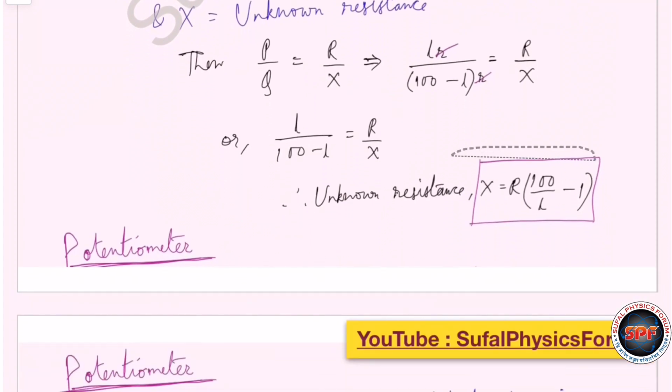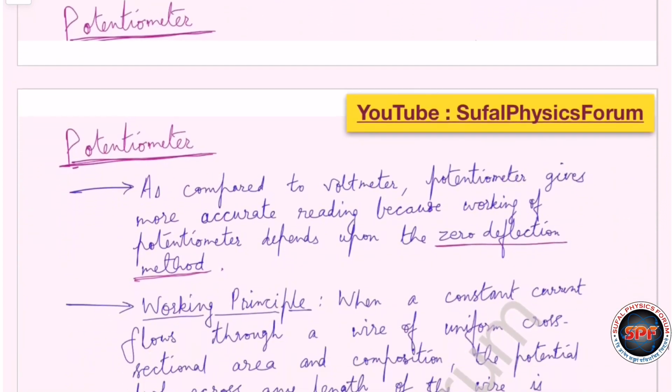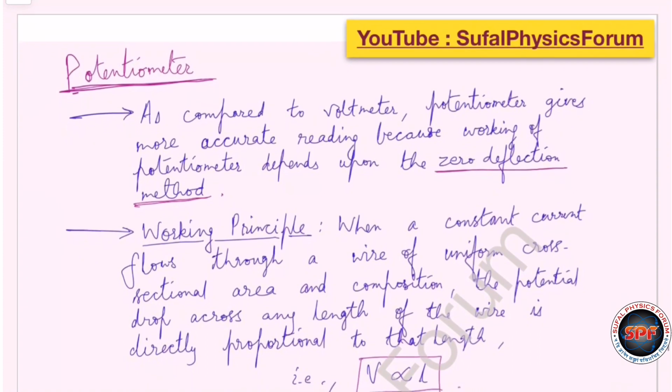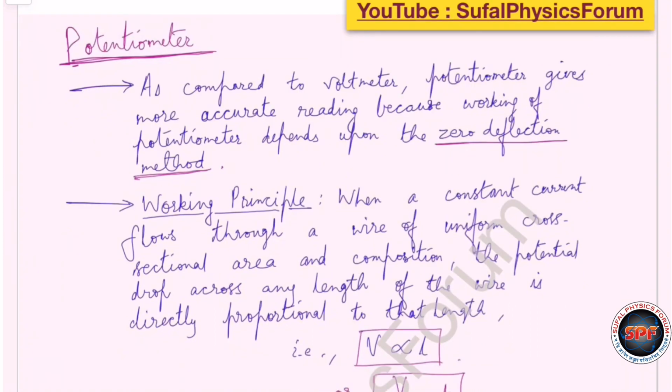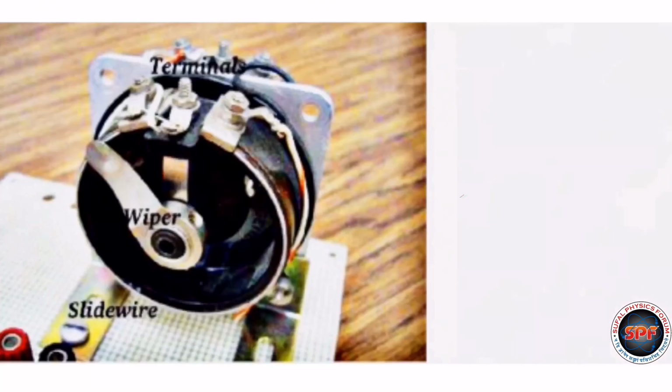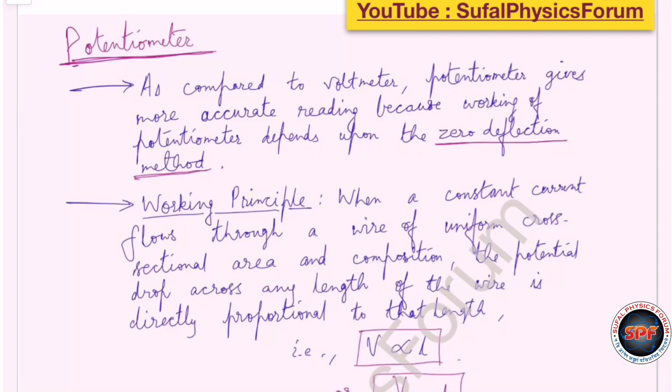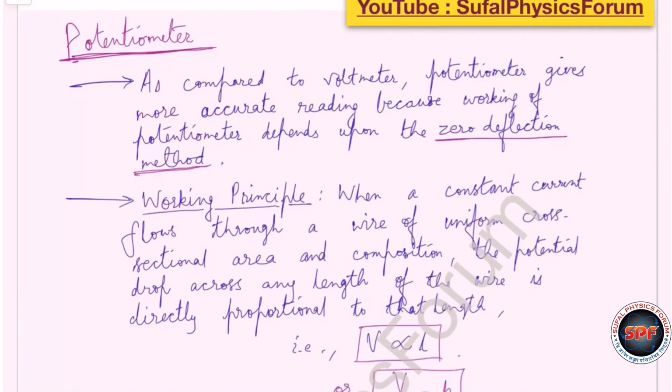Unknown resistance. Potentiometer. Why do we prefer such a complicated instrument for measuring potential difference? Because potentiometer is based on the null deflection method, zero deflection method, whereas a voltmeter, an ideal voltmeter, will give the ideal reading of potential difference if and only if it has infinite resistance, which is practically not possible.